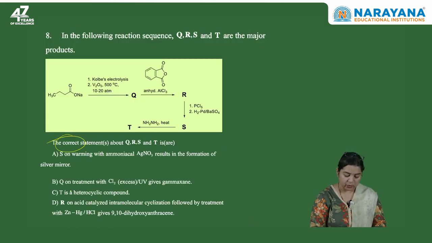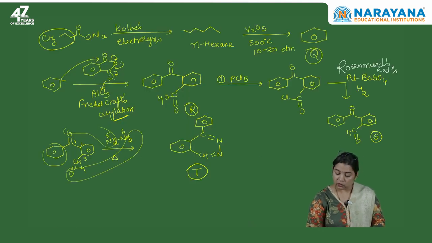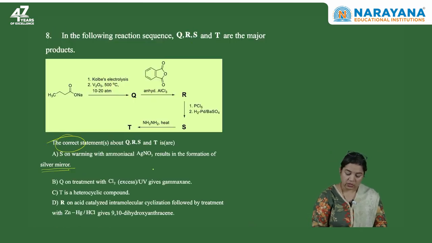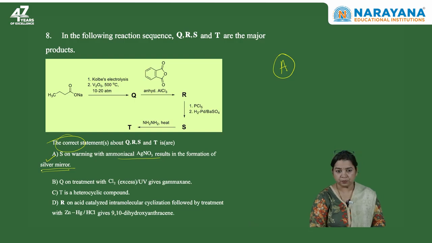Let us move backward. What are my options? Option A: S, on warming with ammoniacal AgNO3, results in the formation of a silver mirror. So let us check what was S. Yes, it has an aldehydic group. It will give the Tollens reagent test. So warming with ammoniacal AgNO3 will result in the formation of a silver mirror. Correct, option A will be part of our answer.